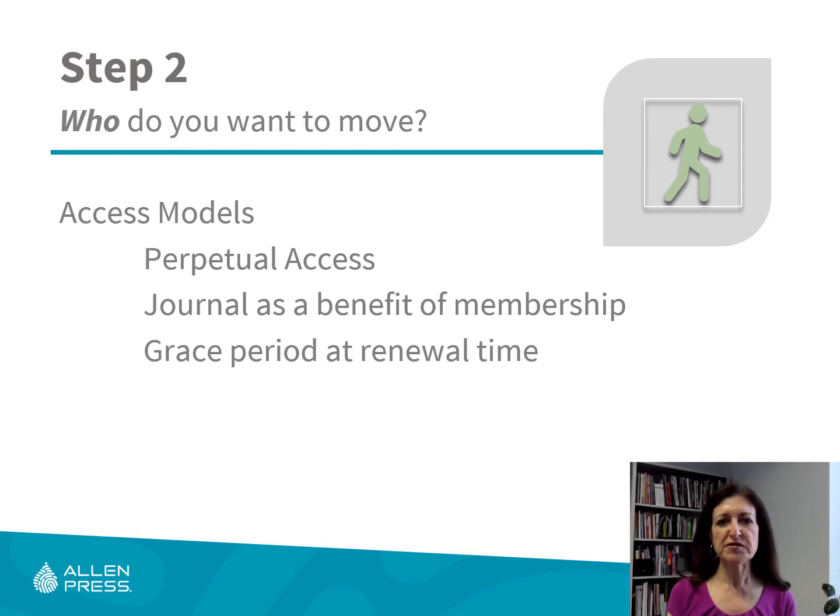Next, review the models that you use to sell content to members and institutions and document them so that proper access can be set up in the new system. For example, do you offer perpetual access for institutions? If so, you're going to want to make sure that your new provider makes that same type of access available in the new platform. Again, if the journal is a benefit of a society membership, just how long does membership access last? Is there a grace period, perhaps to allow an annual renewal to be processed?